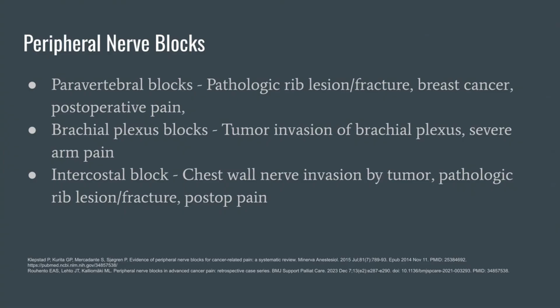There are too many of these procedures to go into every single one, but some of the most commonly used blocks are paravertebral blocks, commonly used for pathologic rib fractures and lesions, breast cancer pain, and postoperative pain. Intercostal blocks have similar indications for chest wall innervation by tumor, pathologic rib lesions and fractures, and postoperative pain. And brachial plexus blocks are a family of blocks on their own, which are used especially in tumor invasion of the brachial plexus or lesions within the arm.